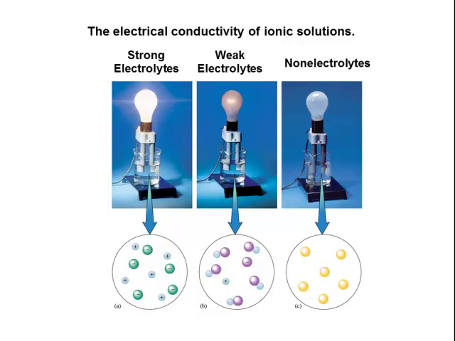And then we'll have somewhere in between, where we'll get some ions formed when a compound dissolves, but not as many as we would with a strong electrolyte, so we call that a weak electrolyte. Weak electrolytes still conduct electricity because they have some ions in solution, but they don't conduct it as well.